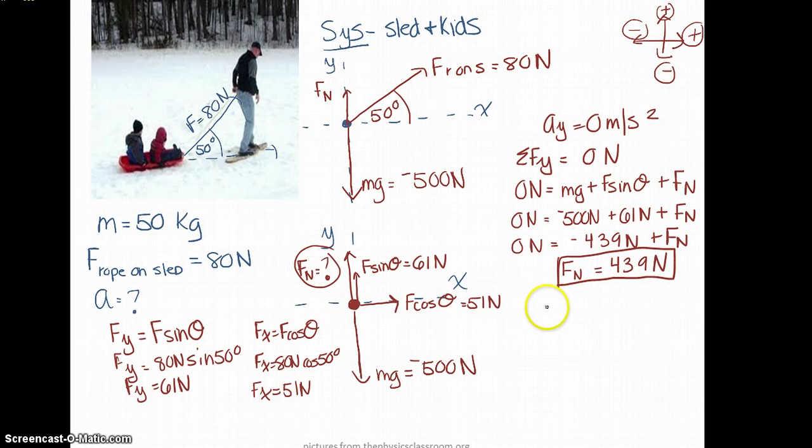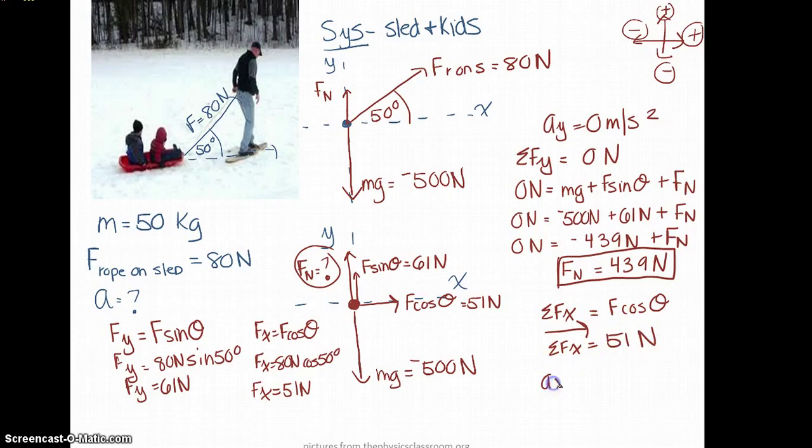Now when I look at acceleration in the x direction, I can't say that it's 0 because I have a net force in the x direction, and it happens to be to the right. And when looking at the force diagram here, I can tell that there are no forces to the left here. So that means that my net force is simply F cosine theta, or the x component of the force of rope on the sled. Okay, so this means that my net force is equal to 51 newtons.